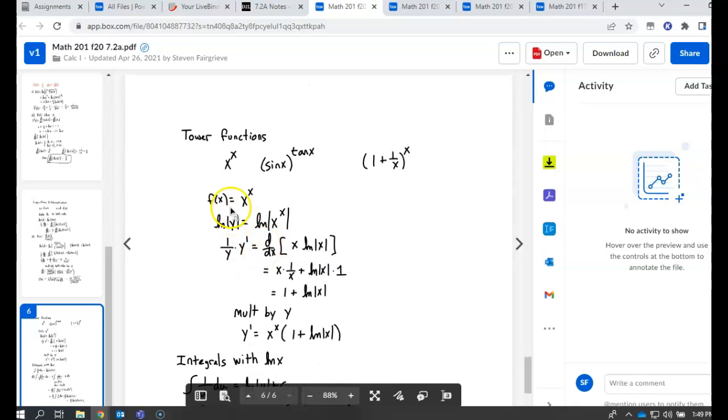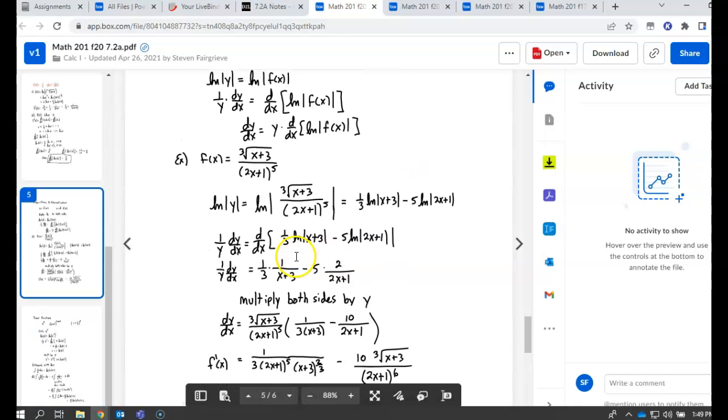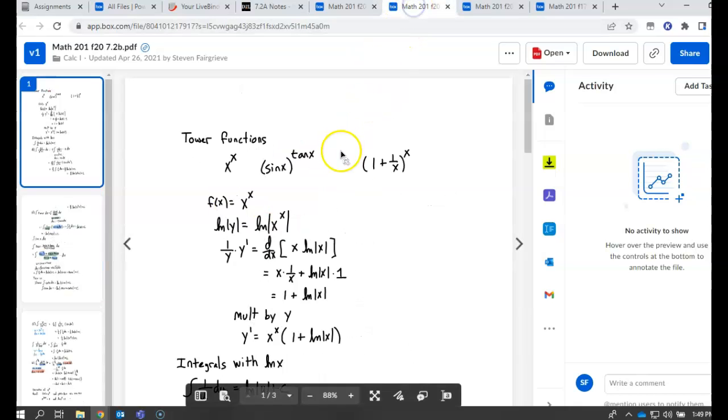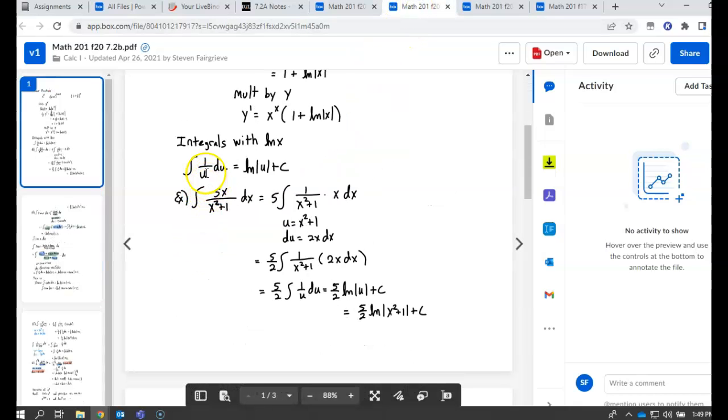And again, it's kind of necessary for these tower functions to be able to do the derivative of these things. It can also be helpful, though, when doing the derivatives of kind of complicated product or quotient rules. And then integrals with log.